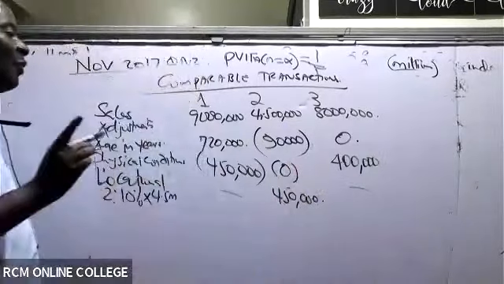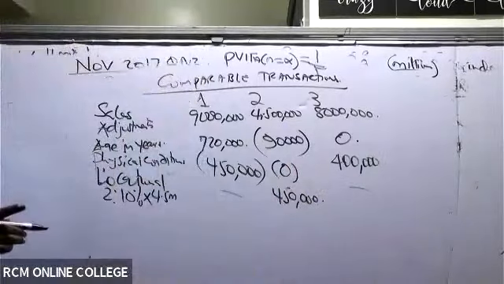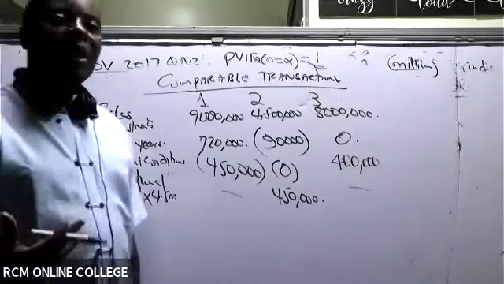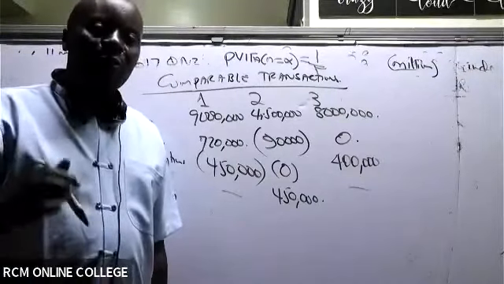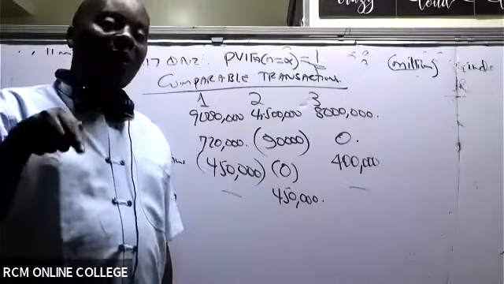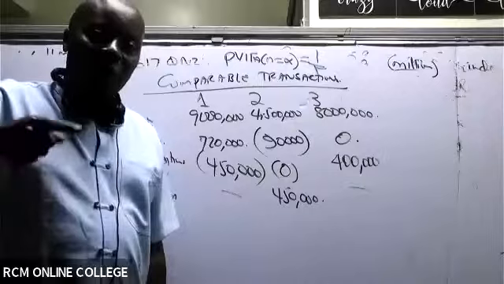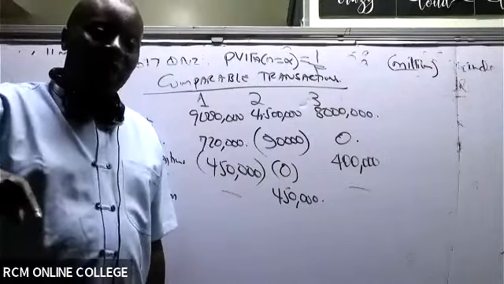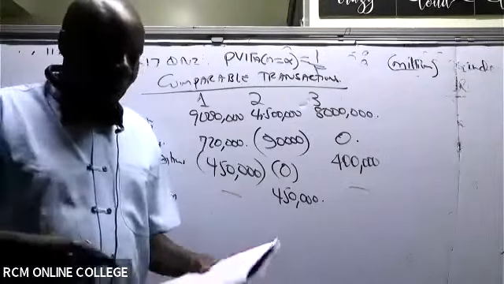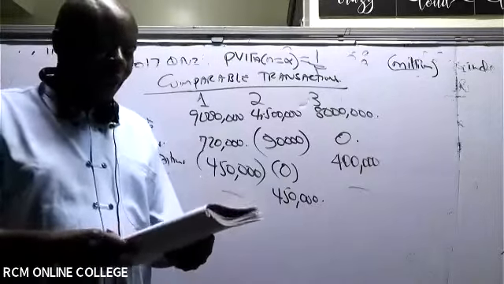And you've told me very well that this 450,000 has to be positive, because property 2 is much inferior compared to ours. So to get to ours, we need to boost your value. So it becomes what here? It becomes positive. Thank you very much.